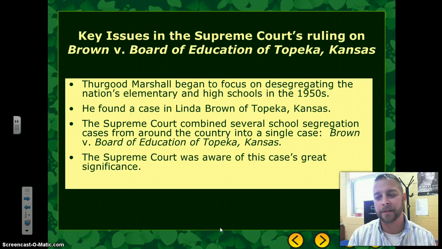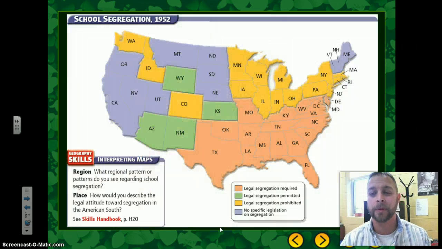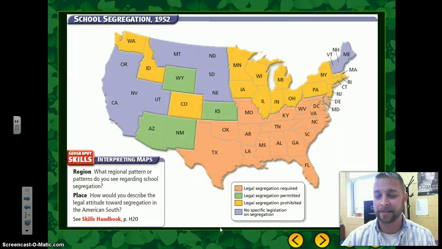And the case of Linda Brown in Topeka, Kansas becomes kind of the key focus. Her case gets rolled into a number of other cases from primarily southern states, but of course Kansas as well, and they basically argue that segregation itself is unconstitutional, that there's no such thing as separate but equal. Separate is inherently unequal. And the Supreme Court is going to take the case.